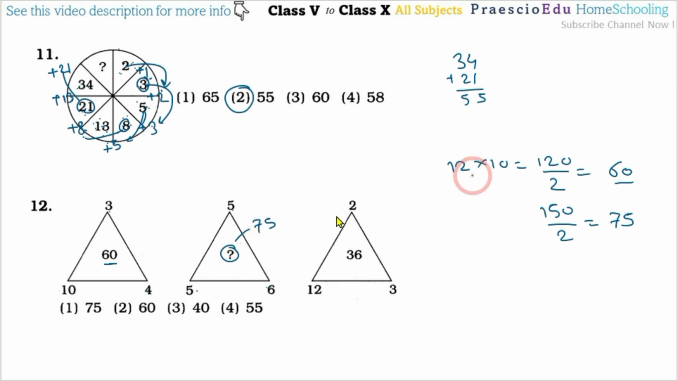And this rule also applies here. 2 multiplied by 3 is 6, 6 times 12 is 72, and if we divide 72 by 2, we get 36. This means the rule is correct here also. So 75 can replace the question mark, and 75 is given in option number 1.